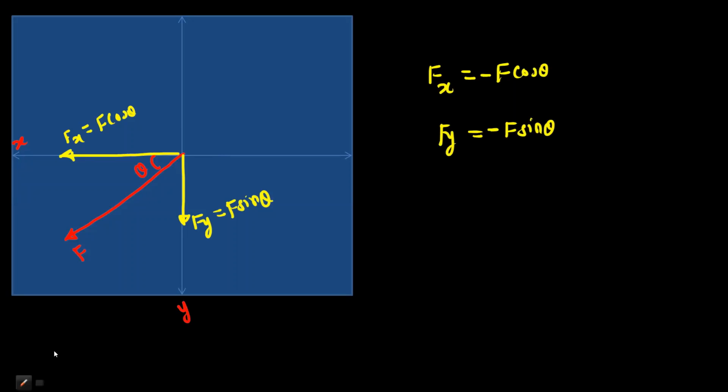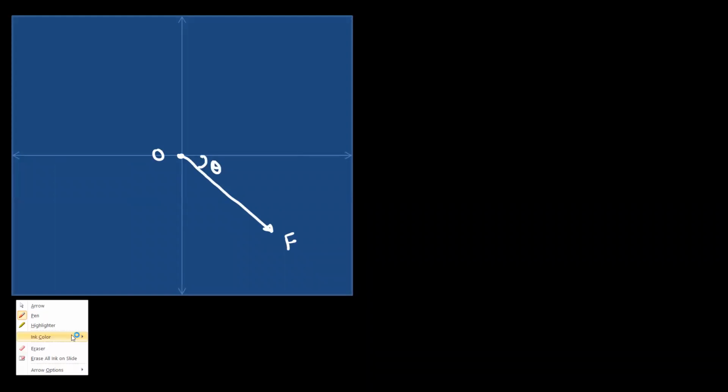and in the fourth quadrant, this is the x component, this is the y component. So the x component is adjacent to angle theta, so it is f cos theta, and this is f sin theta.